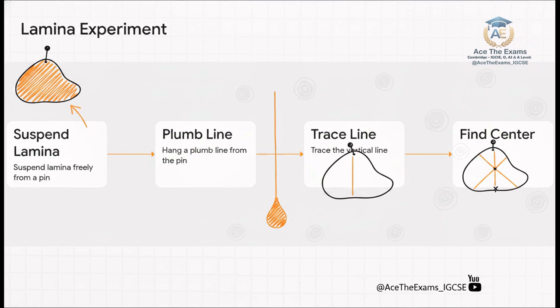The absolute crucial point here is knowing the exact physical steps perfectly ordered. Step 1. Suspend the lamina freely from a pin. Step 2. Hang a plumb line from the pin. Step 3. Trace the vertical line. Step 4. Repeat from a totally new point to find the intersection.